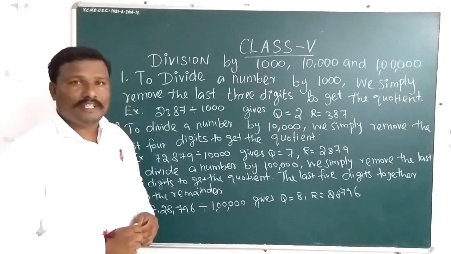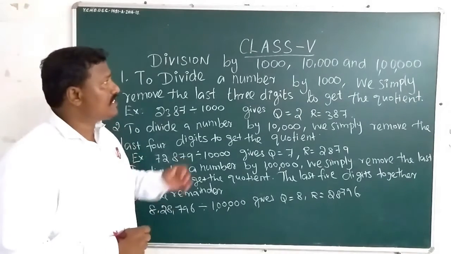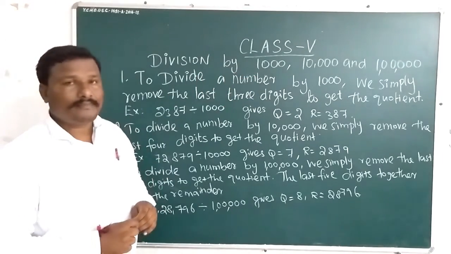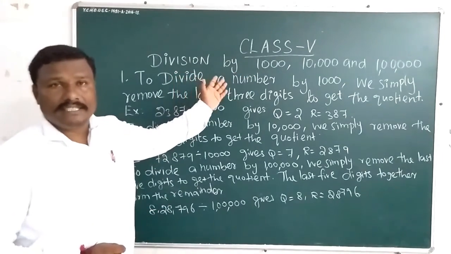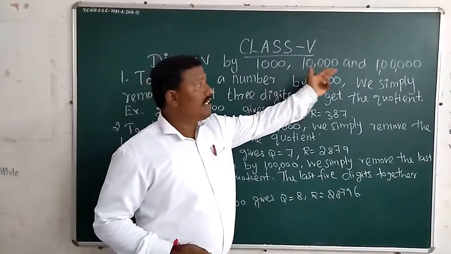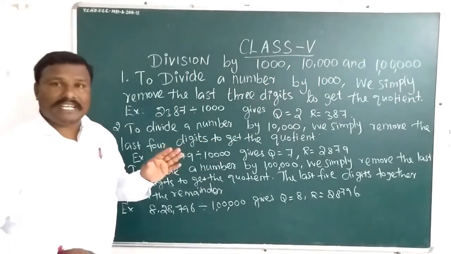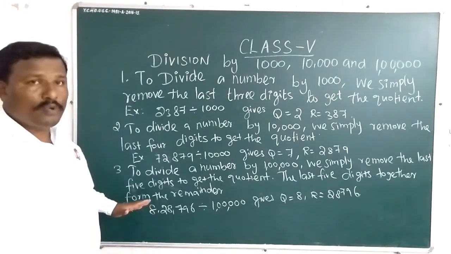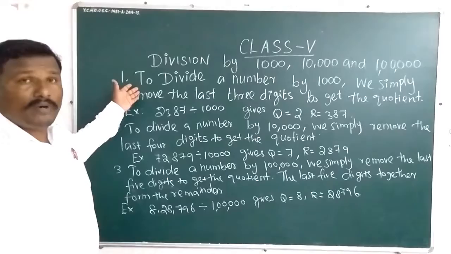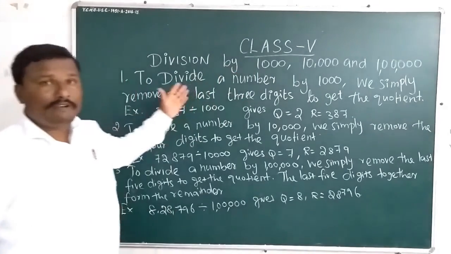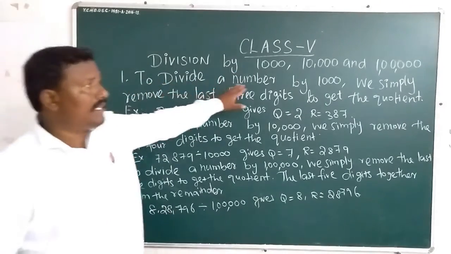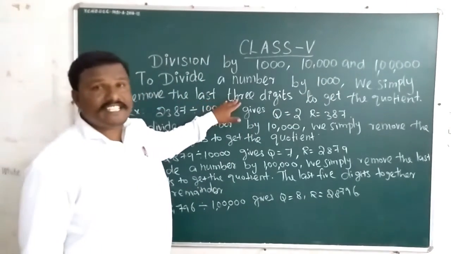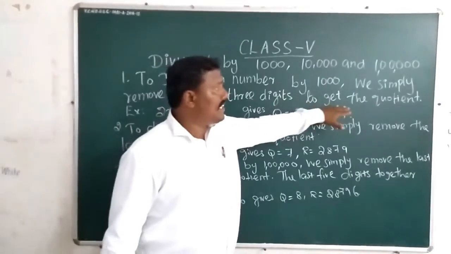Welcome students. Today in this video we are going to discuss division by 1000, 10,000 and lakhs. When we are dividing by 1000, 10,000 and lakhs, we have three different types of rules. The first rule, when you are dividing by 1000: to divide a number by 1000, we simply remove the last three digits to get the quotient.